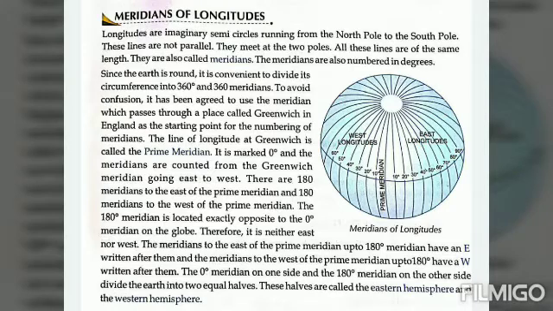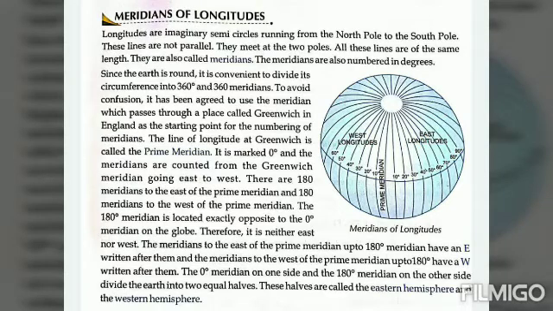The 180 degree meridian is located exactly opposite to the 0 degree meridian on the globe. Therefore, it is neither east nor west. The meridians to the east of the prime meridian up to the 180 degree meridian have an E written after them due to their eastern direction, and the meridians to the west of the prime meridian up to 180 degree have a W written after them.